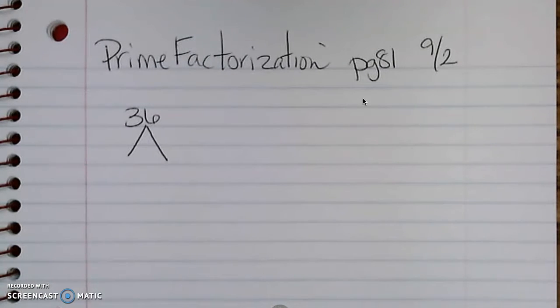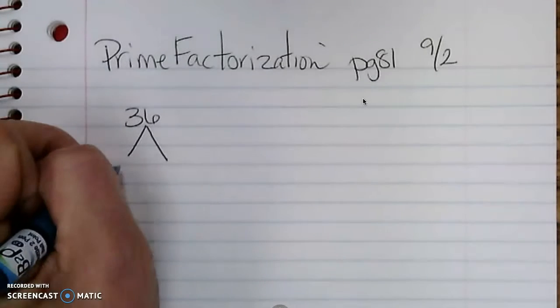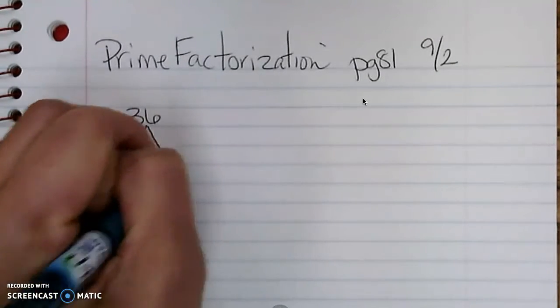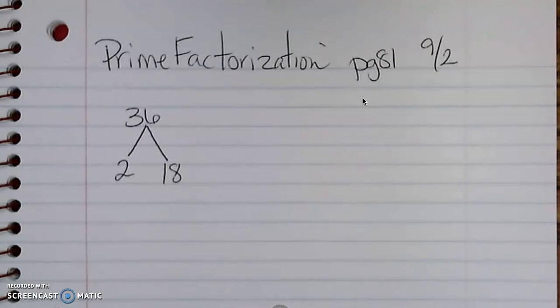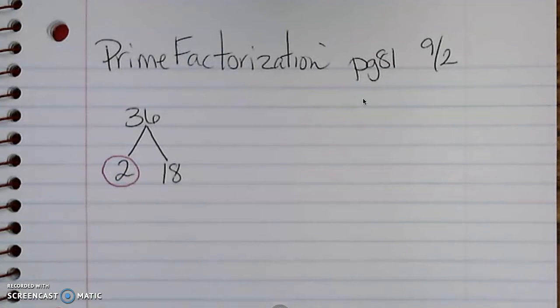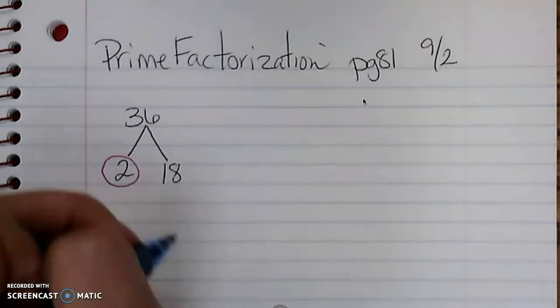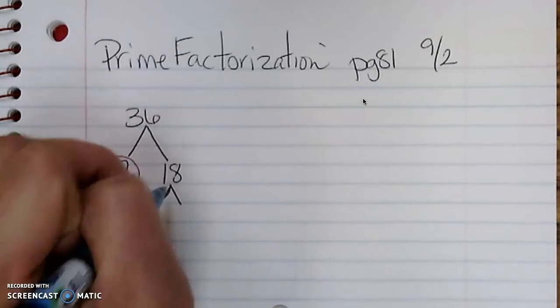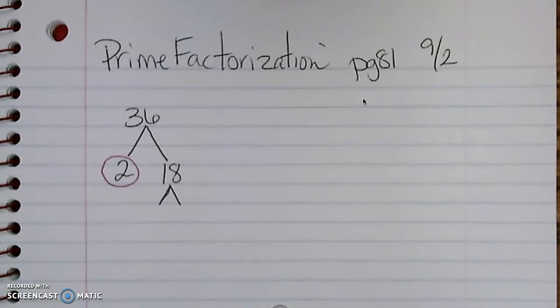I can start with any factor pair of 36. So I'm going to start with 2 times 18. If I look at 2 times 18, I am looking for the prime factor. When I get a prime factor, I'm going to circle it. So 2 is a prime number, and I'm going to circle that too. But 18 is composite. So when I get to 18, I'm going to break that one down into smaller factors.